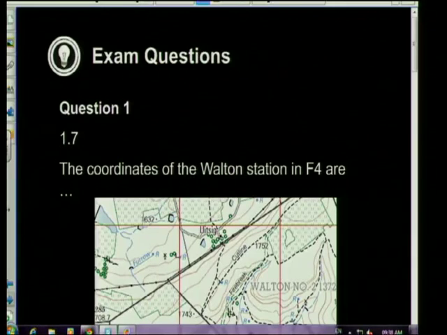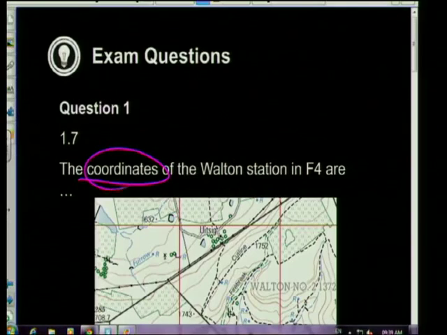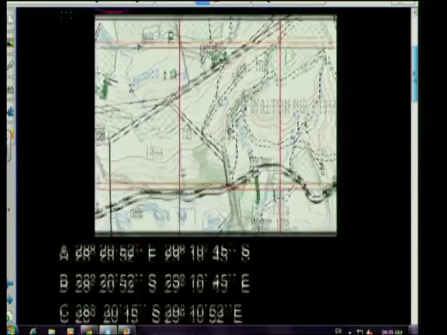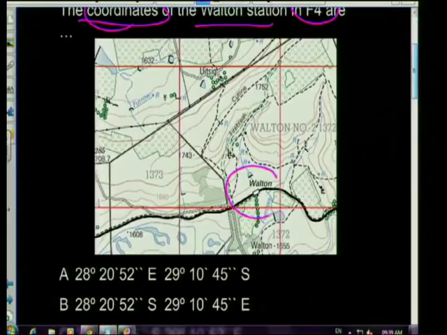In 1.7, a general question which is always occurring in most geography paper 2s is the position of a particular feature on the map, especially calculating the coordinates. When it appears in the multiple choice section, you should be able to work it as accurately as possible. Let's look at this particular question. The coordinates of Walton Station in F4 are... And in this case, we've got an extract of the map. Here's Walton Station. Now, when I refer to my topographical map, I'm going to use this particular example.